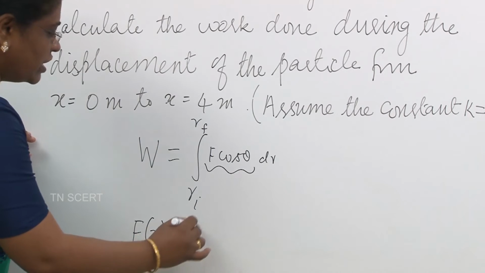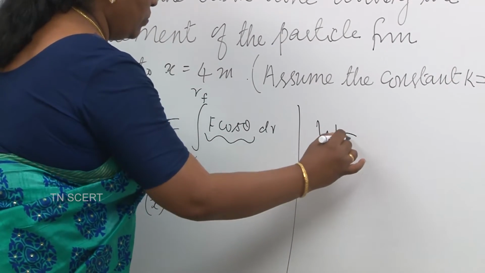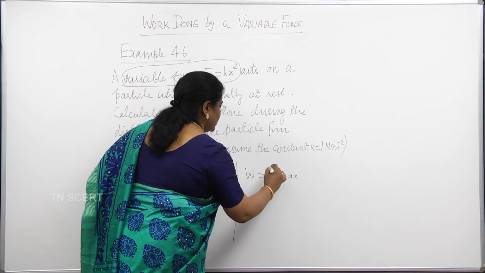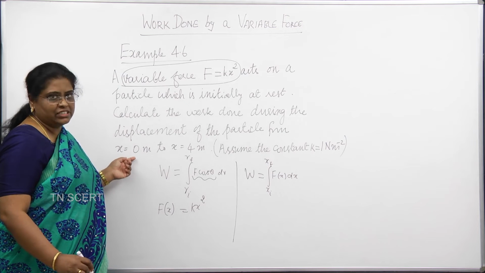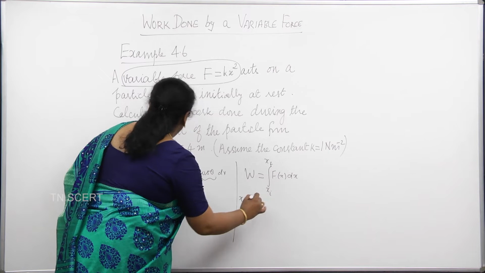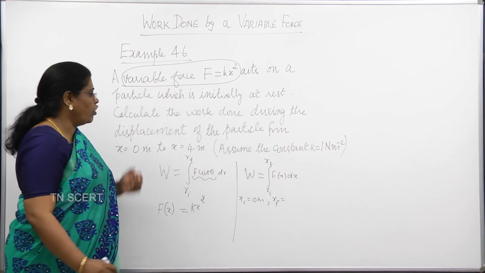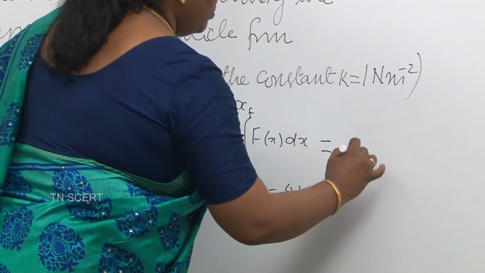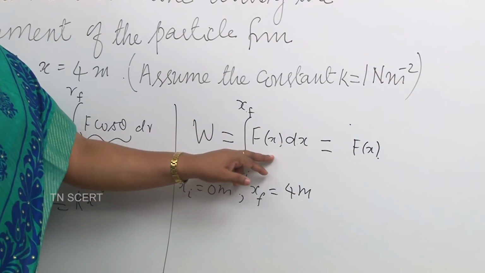So, F of x is given as kx squared, and therefore, I can write the work done to be equal to the integral of F of x dx from x initial to x final, because it is given as x equal to 0. So, x initial in this particular case is 0 meter and x final, or the final position, is 4 meters along x. So, therefore, I can say this is the variable force F of x.